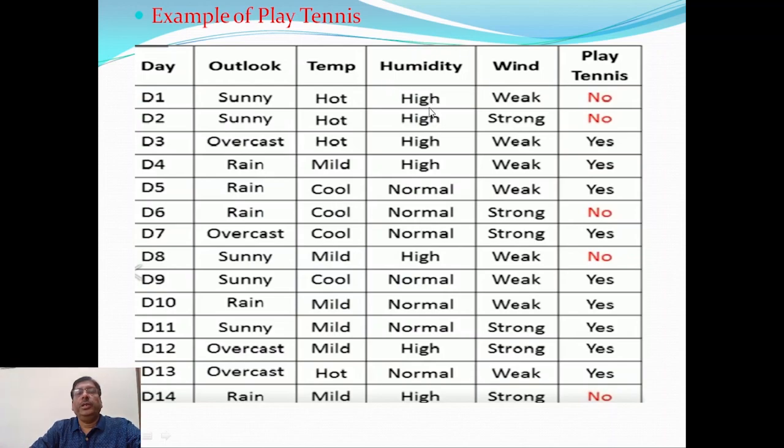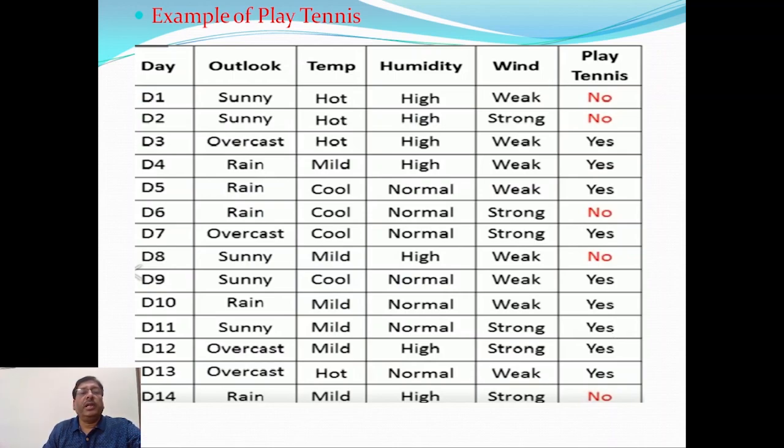And in case of humidity, it can be high, normal, and so on. Whereas in case of wind, it can be weak, strong, and so on. And then your training example can be a negative instance or a positive instance and so on. So in this data set, we are given 14 examples. Some of them are positive instances and some of them are negative instances.